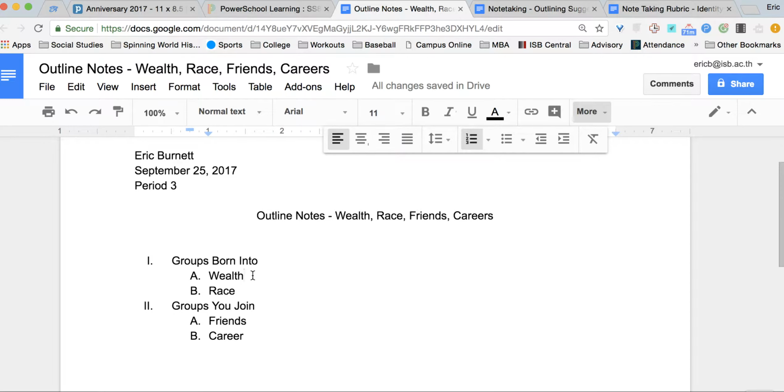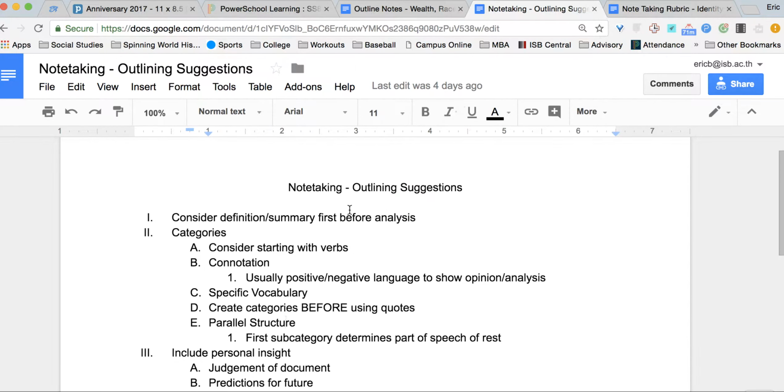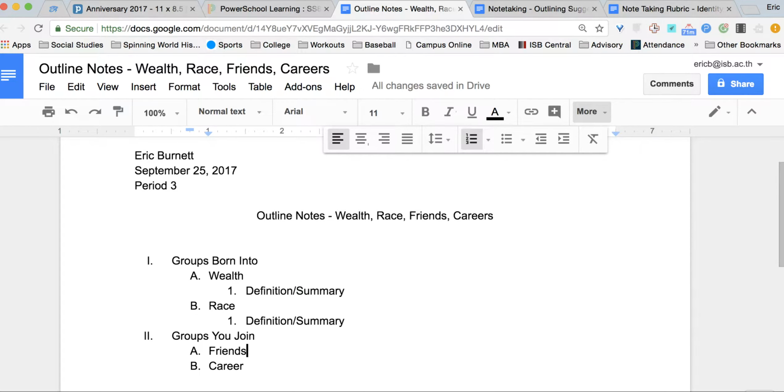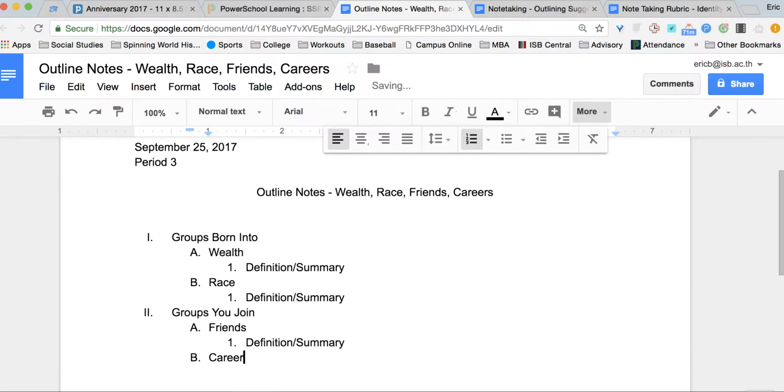Now, if I look back at this, suggestions, I keep going back and forth. I want to make sure I do a definition and a summary before analysis. Definition and summary before. Okay, so for each of these, I'm going to have a definition and a summary. Now you're seeing I'm retyping every time. I can actually, to make things easier, copy and paste.